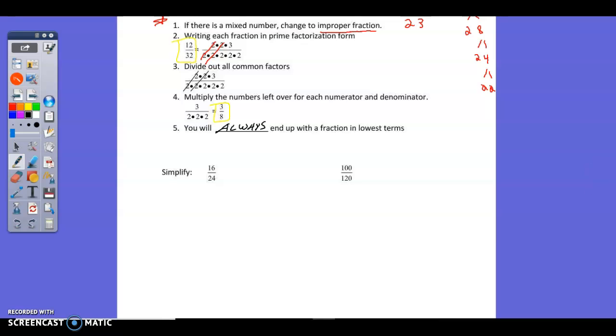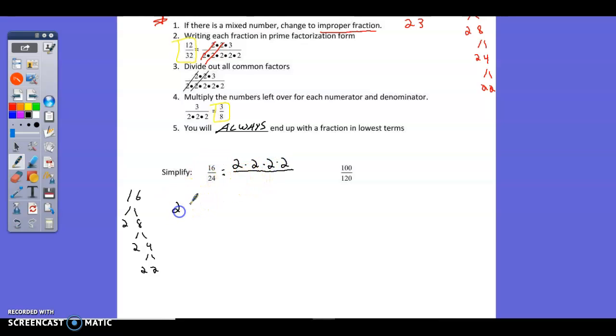So 16, we're going to break down 16, and that's going to be 2 and 8. Use your calculator on this if you're not comfortable with it yet. 2 and 4, 2 and 2. So 16 is 4 2's. So I'm going to write 4 2's here: 1, 2, 3, 4. That's 16. That's on the top.